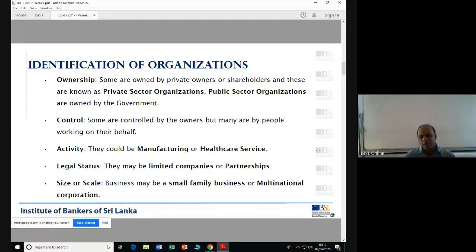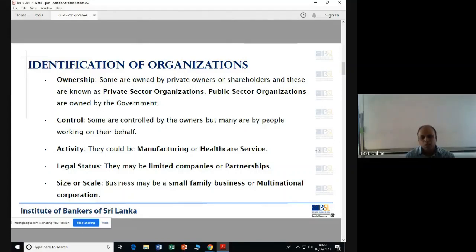But there are organizations where the owners may not make the decisions, but there will be people who will be making the decisions on their behalf. For example, if you look at your respective organizations, which are the banks, you have a team called the board of directors. Who are these board of directors? The board of directors are the people who are appointed by the shareholders to work on their behalf.